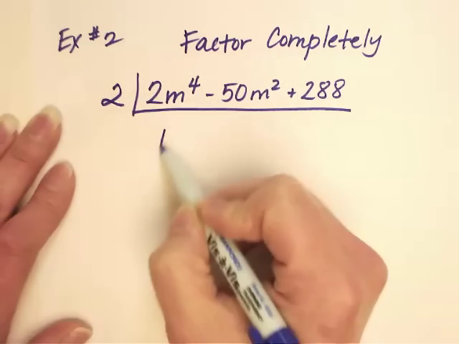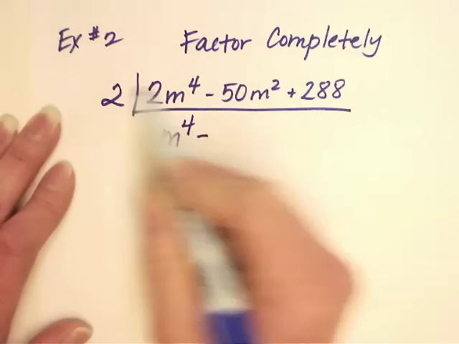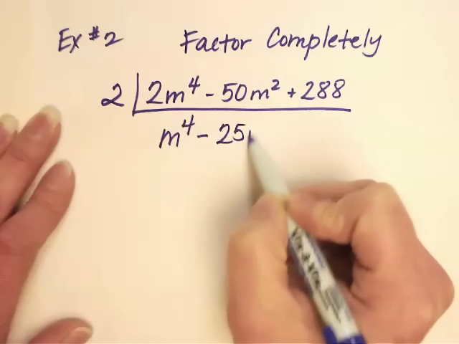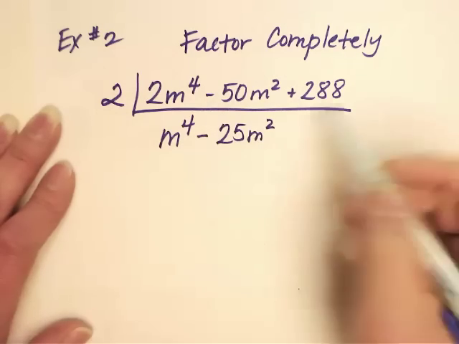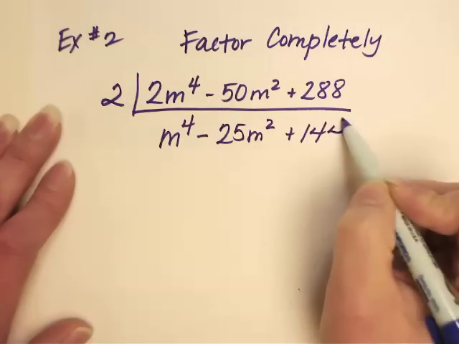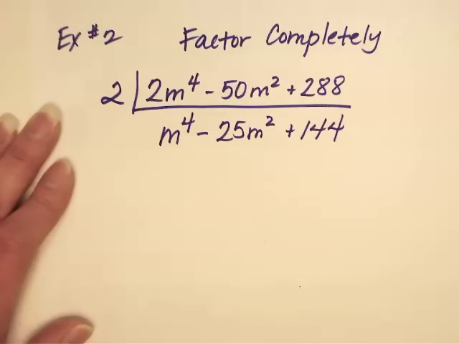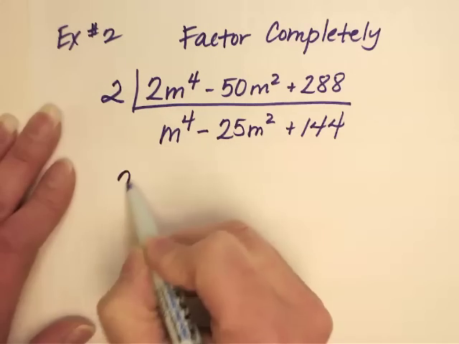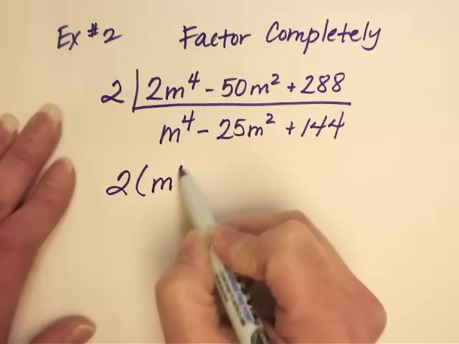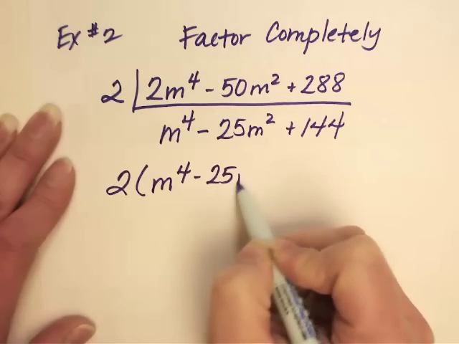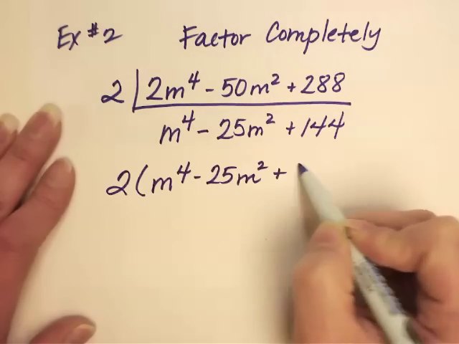2 goes in here, m to the 4, minus 2 goes in here 25 times, m squared. 2 goes into 288, 144 times. There we go. And then I take a look, no more GCF. They only have 1 in common. So now I have 2 times the quantity, m to the 4th minus 25m squared plus 144.